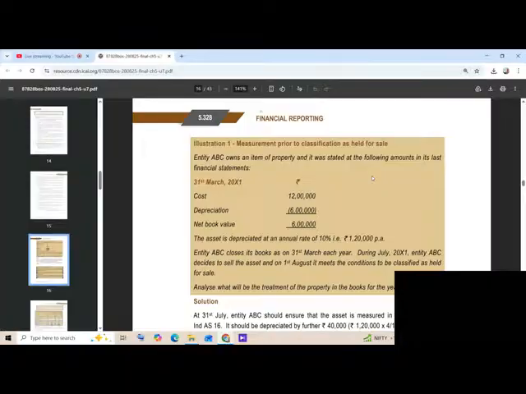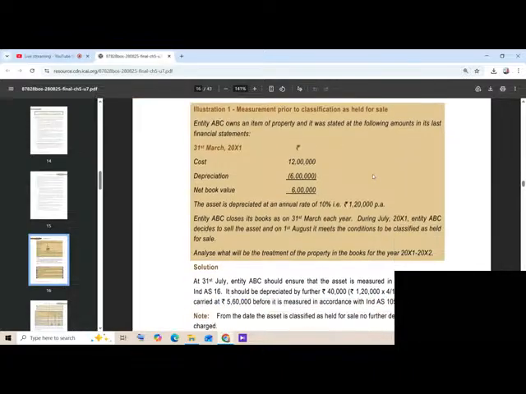So we have illustration 1, measurement prior to classification as held for sale. Entity ABC owns an item of PPE and it was stated at the following amounts in its last financial statements. Cost 12 lakhs, depreciation 6 lakhs, net book value 6 lakhs. The asset is depreciated at an annual rate of 10%, that is 1.2 lakhs per annum. Entity ABC closes its books at 31st March each year.